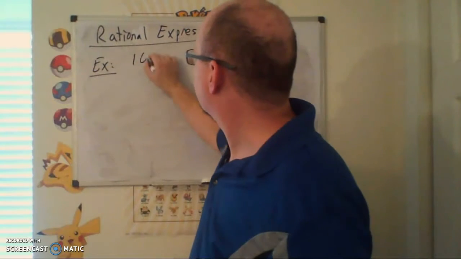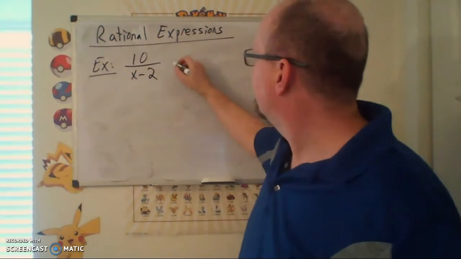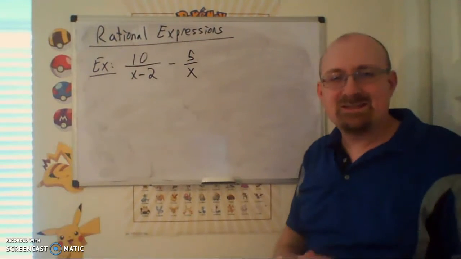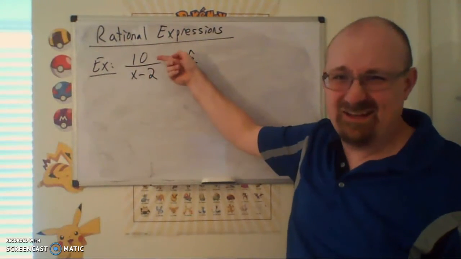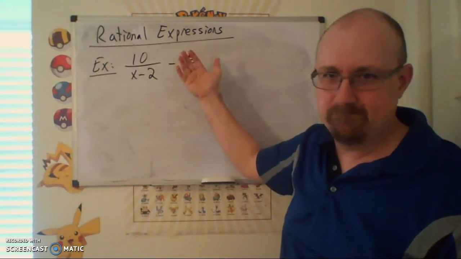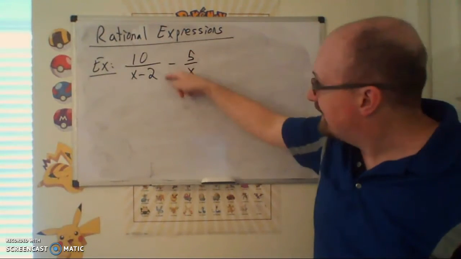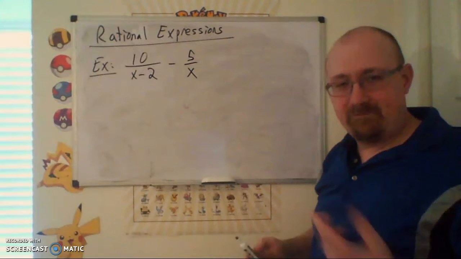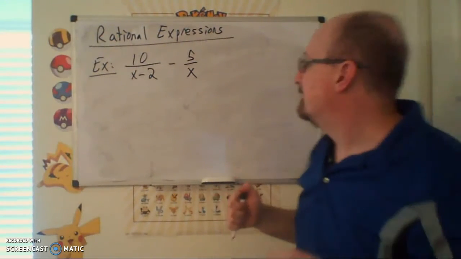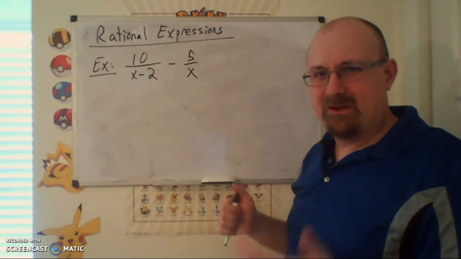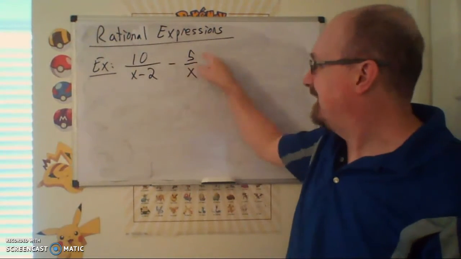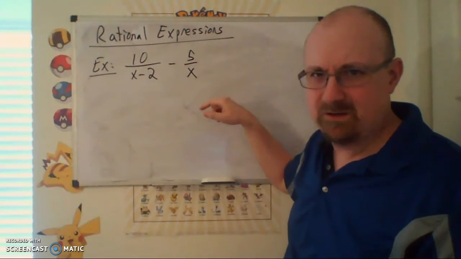So let's take a look at an example. I'll go with a minus. We've got 10 over x minus 2. Technically, I know it doesn't look like a polynomial, but it counts. So 10 over x minus 2 minus 5 over x, and we want to put those together into one bigger rational expression. Hopefully you'll remember this: you can't just add and subtract fractions straight across. It's not 10 minus 5 over x minus 2 minus x.